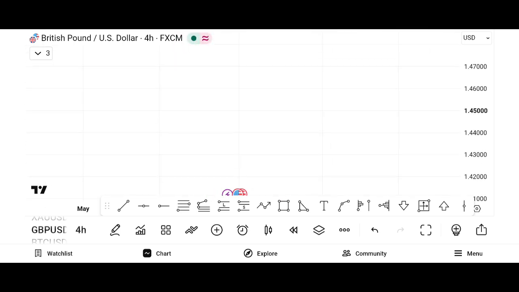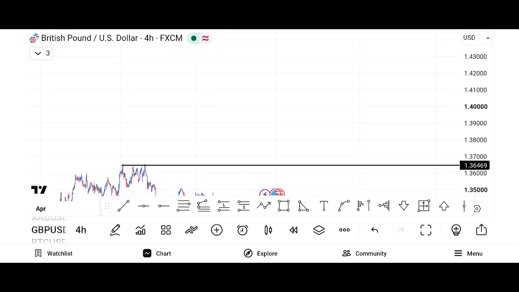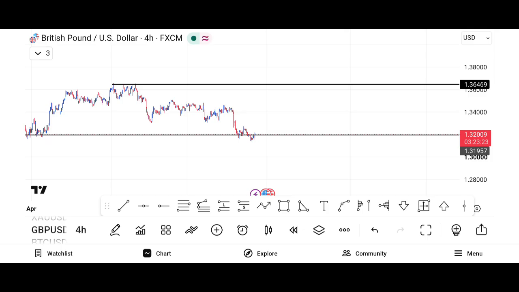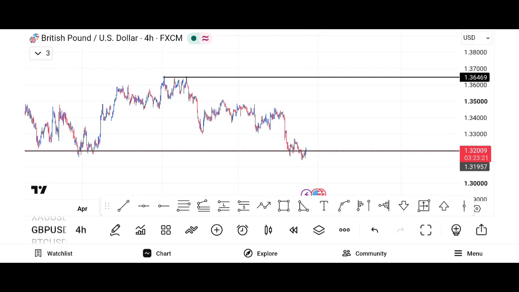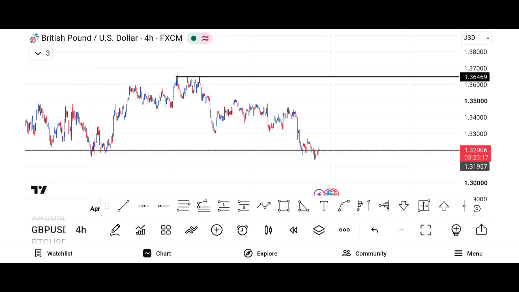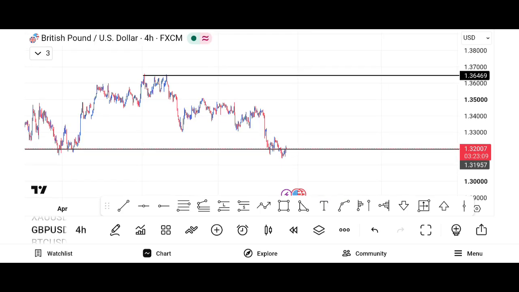So as we start with our technical analysis, I would like to show you GBPUSD. I've already marked the main key levels, the support and resistance, but I'm not going to use this support and resistance because I'm not going for a swing trade.